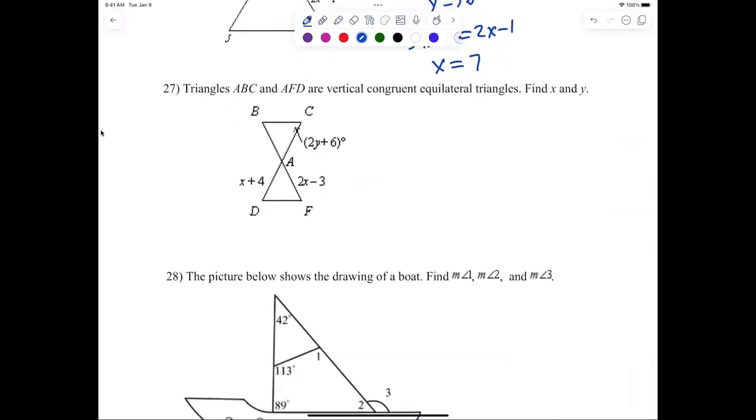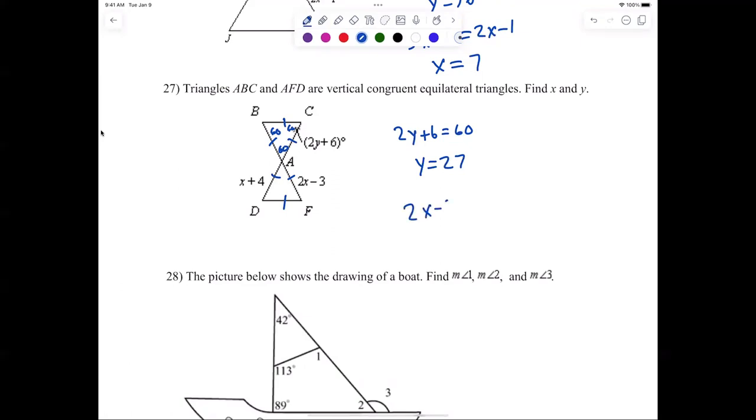Triangle ABC and AFD are vertical, congruent, equilateral triangles. So if they're equilateral, that means all the angles are what? Yeah. So these are 60, 60, 60 degrees. So 2y plus 6 equals what? So y had to be what? 27.